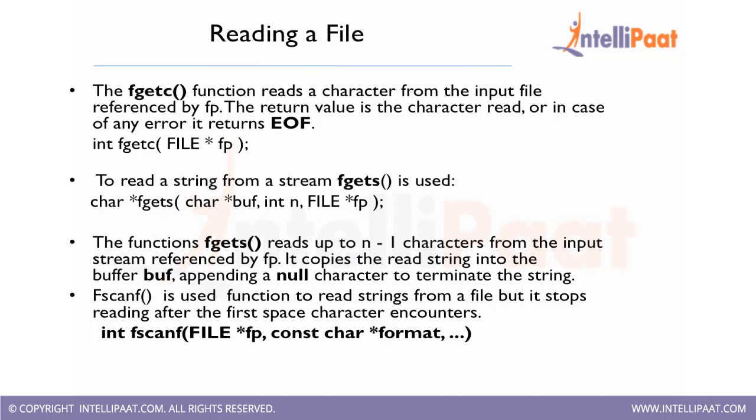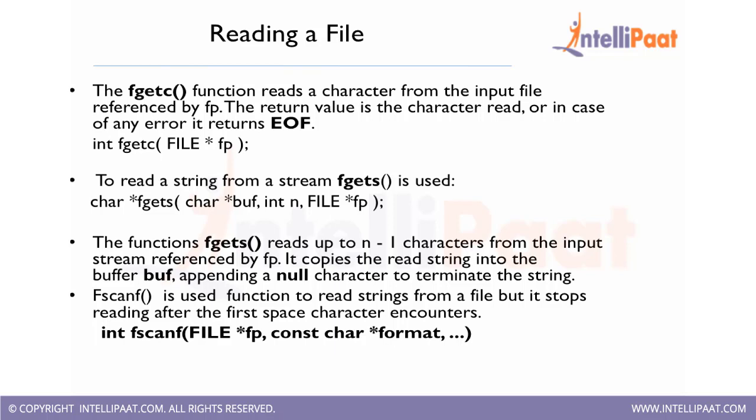The function fgetS reads up to n-1 characters from the input. So here we have provided n, which means it reads 0 to n-1 characters of the input stream referenced by the file pointer. It copies the read string into the buffer, that is, whatever it reads it copies into the character array, appending a null character to terminate the string. So once it is done with reading n-1 characters, it appends a null character, and that's how we can use fgetS.